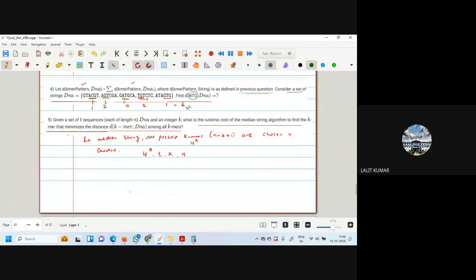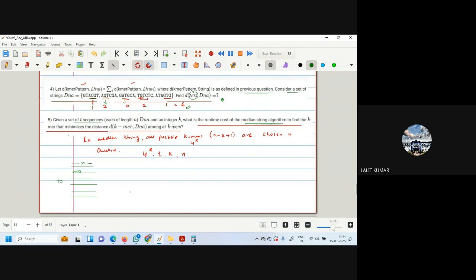Okay, so we followed the same concept of the previous question just to find this. Now we come to the next question. Given a set of T sequences, each of length n, and an integer k, meaning your k-mer length is k, what is the runtime cost of the median string algorithm?